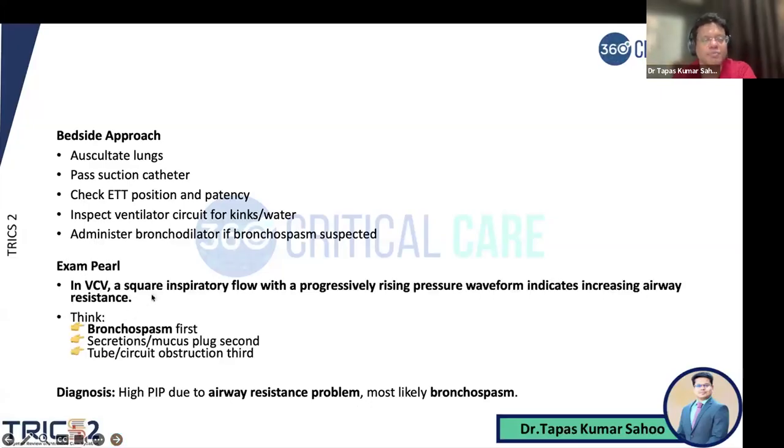Okay. Now, in the exam, what will your answer be? You can say: this is a volume control ventilation mode with a square inspiratory flow and a progressively rising pressure waveform, which indicates my patient is having increasing airway resistance. I would first rule out bronchospasm, then secretions or mucus plug, and third, check the tube size, whether the tube is correctly placed or not, along with any circuit obstruction. It would be short, crisp, and a structured approach.